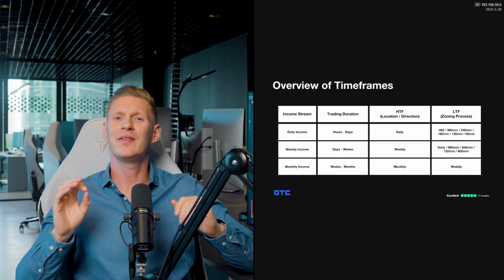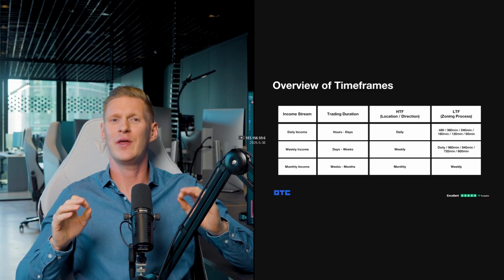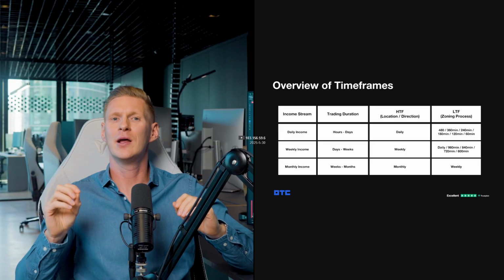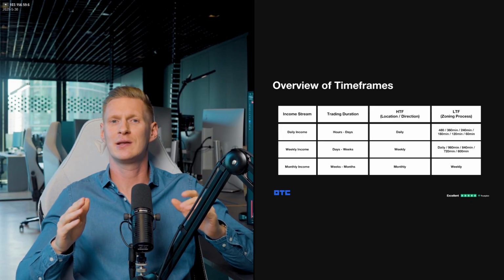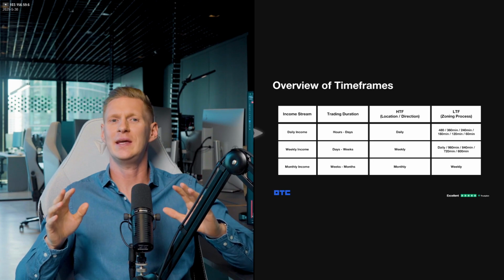The good news is that our core principles work across all time frames and income approaches. That way, you can choose a style you're most comfortable with while still applying the same consistent method. Take a look at this slide, which lays out the exact higher and lower timeframes for each income stream. Let's start with daily income.